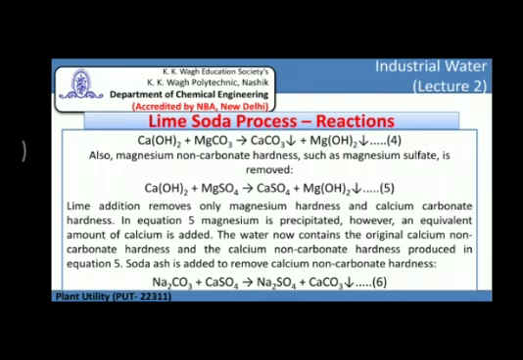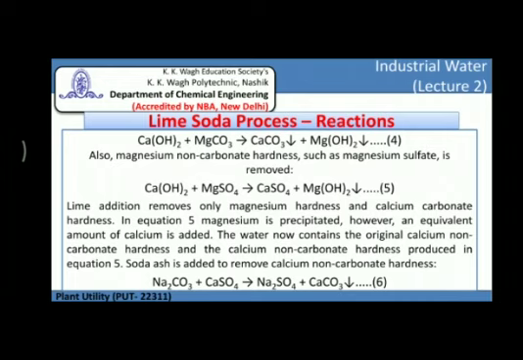In reaction 5, we can see lime, that is calcium hydroxide, reacts with the magnesium sulfate which is present in the water, and after the reaction it forms calcium sulfate and magnesium hydroxide. This calcium sulfate is in dissolved form and magnesium hydroxide is in undissolved form. And magnesium hydroxide forms the precipitate, so we can remove it easily, but this calcium sulfate is in dissolved form, so we need to remove this calcium sulfate.